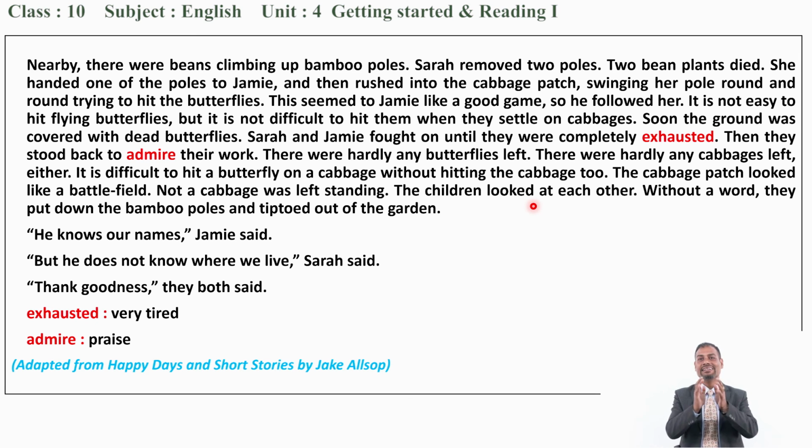So, what did they do? Can you tell me? Now they were afraid of the tall man, and Jamie said that he knows our names. Now they thought that the tall man would punish them for destroying all the cabbages. Okay, and what is the answer given by Sarah here? She said that, but he does not know where we live. She says that the tall man won't know their address so that they can run away from there. And do you think that the tall man will catch them or not? What do you think? It's so interesting, okay? So we'll talk about this in another class.